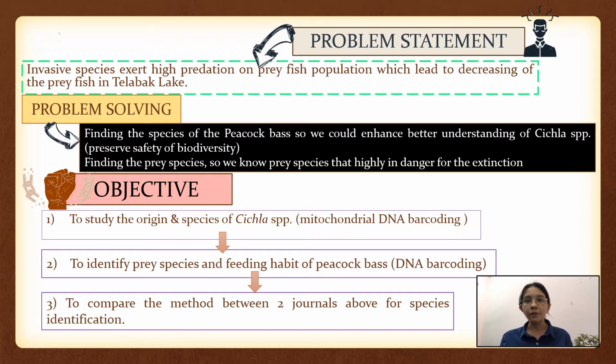The first aim is to study the origin and species of peacock bass. Second is to identify prey species of peacock bass. Third is to compare the methods between DNA barcoding and mitochondrial DNA barcoding to identify fish species.